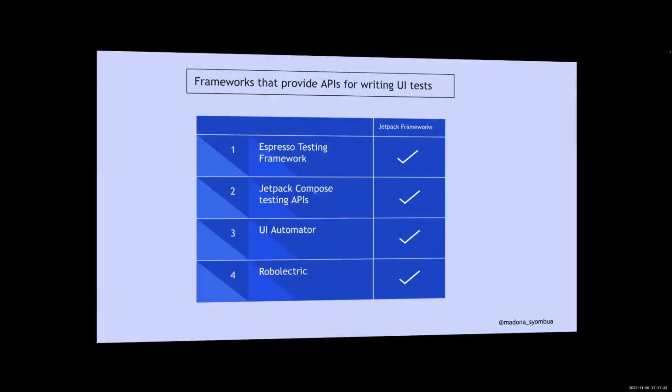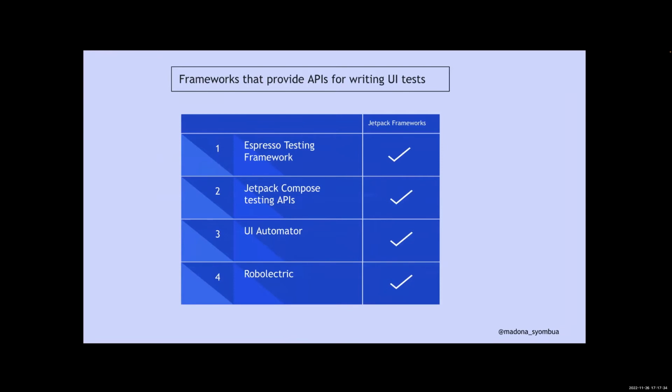Now, if you're an Android engineer, you might have seen this before. That is the Espresso testing framework. We now are really being encouraged to use Jetpack Compose. Jetpack Compose definitely offers some testing UI APIs, which is pretty cool. I've used it. UI Automator is a little bit older, but we will talk about it just a little bit.